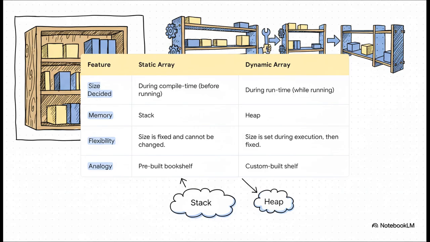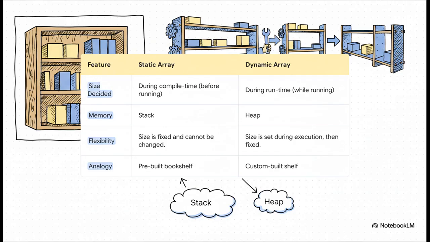The static array, that's your pre-built bookshelf from the store. You know the size, it's set in stone before you even run the code, and that's that. The dynamic array is more like you're building the shelf yourself. You decide how big it needs to be while the program is running. It's more flexible, but once you've built it, that size is also fixed.